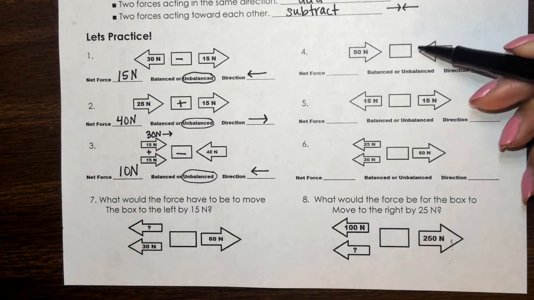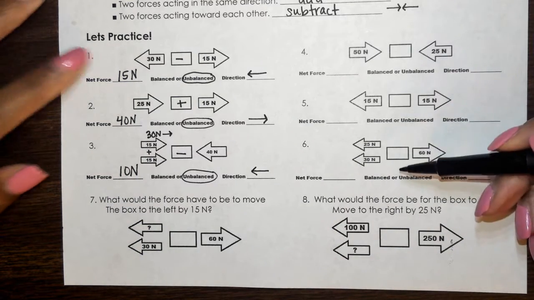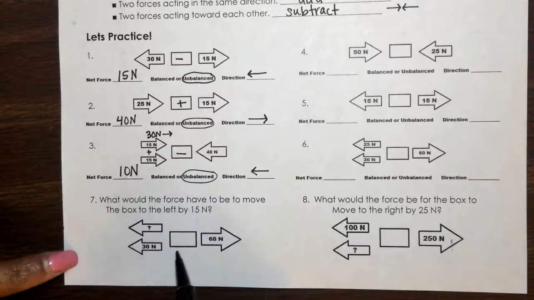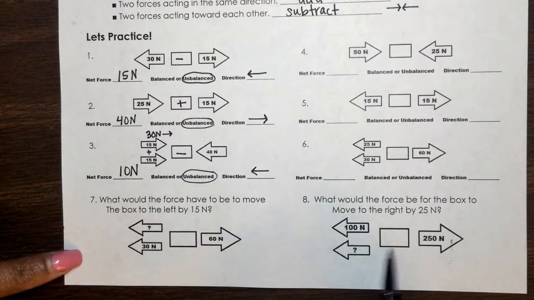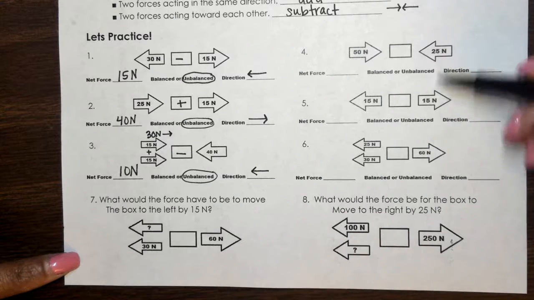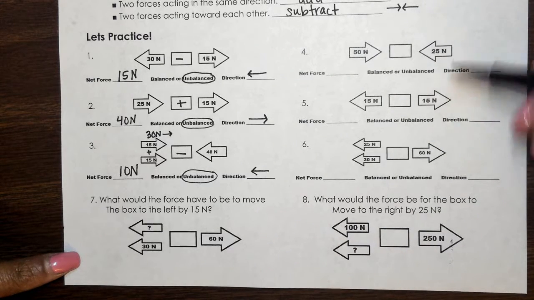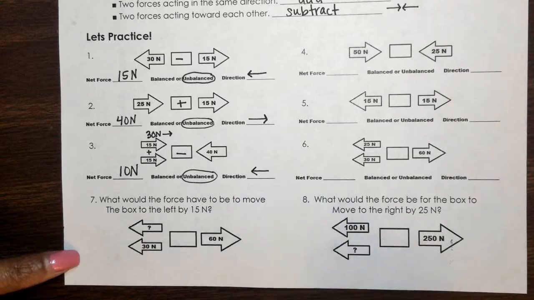Okay, these are pretty much the same as 1, 2, and 3, so I'm going to skip down to 7 and 8 just to show you how to do it when it's missing a force. These are very simple, and you can do these on your own as well as the back once I'm done with these two.